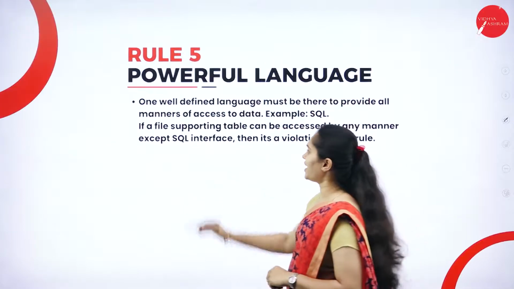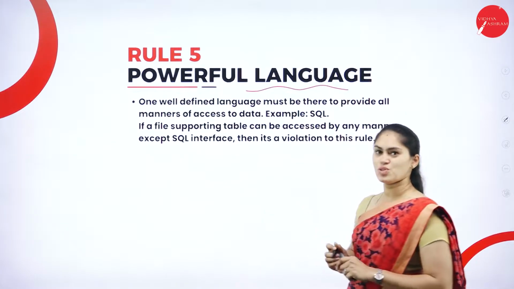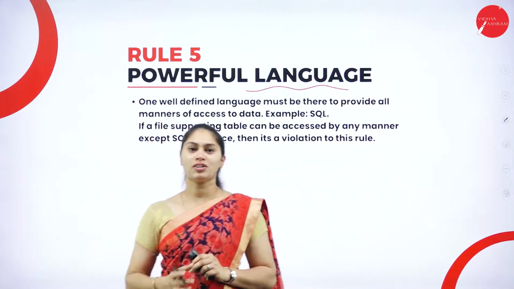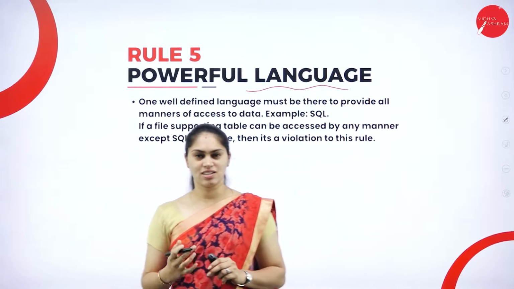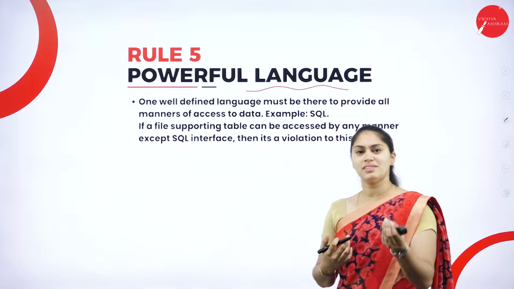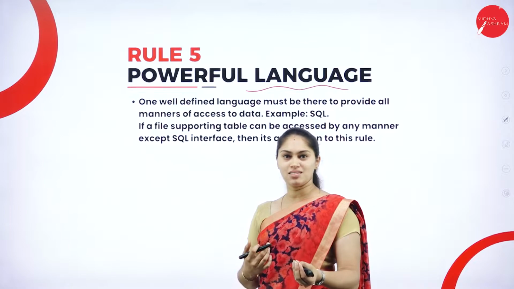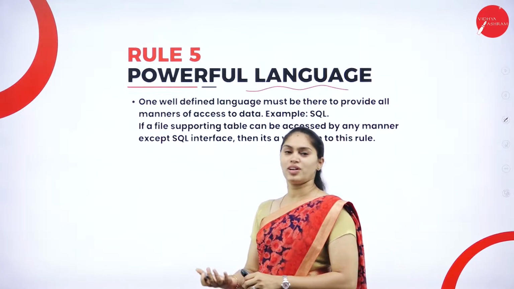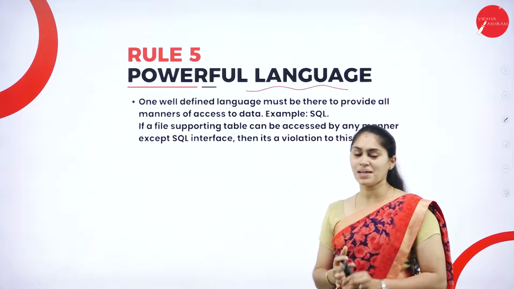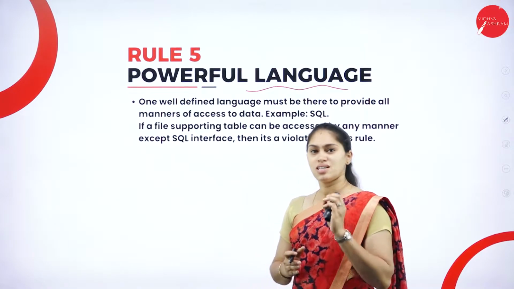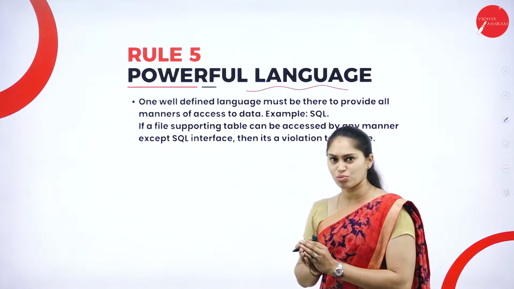We'll see rule 5, that is the powerful language rule. As we all know, if I want to communicate with you, I have to talk in a language that you can understand. If I'm talking in a language that you can't understand, then there will be no communication between us, right? In the same way, if I want to communicate with a database, if I want to fetch the content from the database, then there must be some powerful programming language. Some powerful query language has to be there.